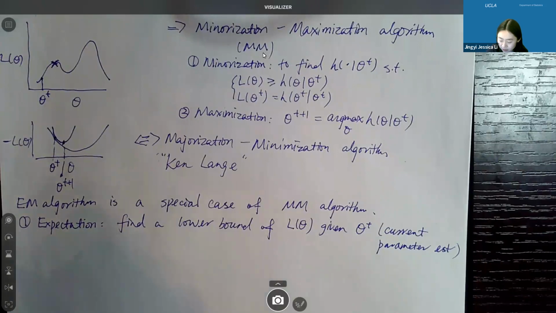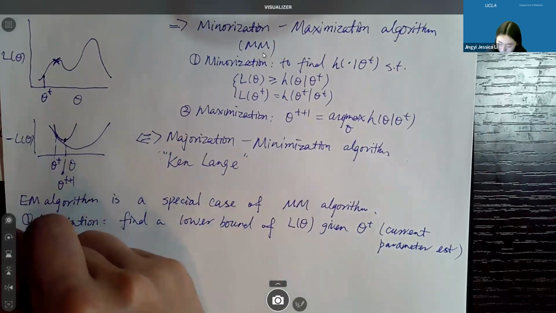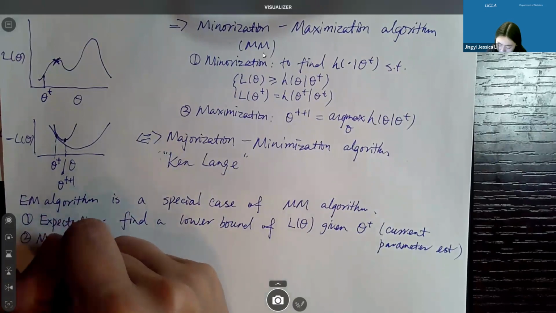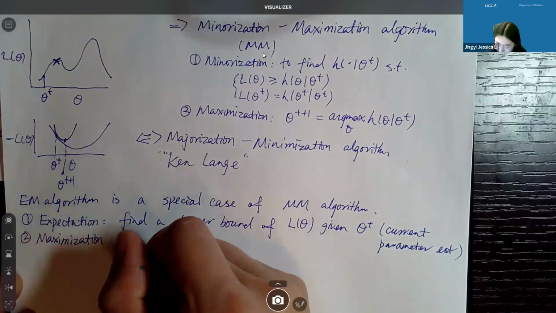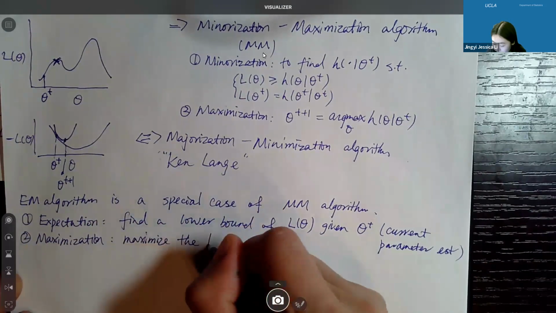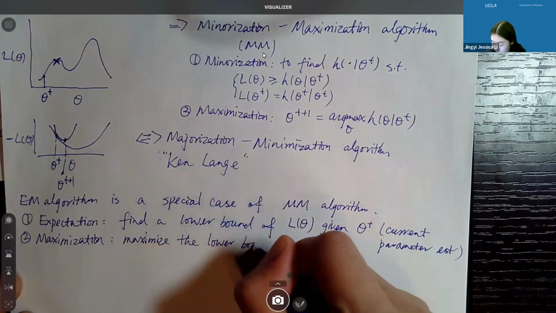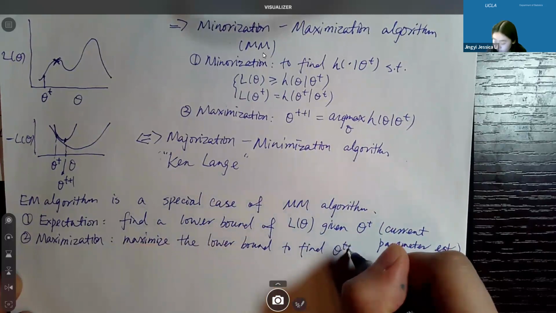And the second step is to find the maximizer. Maximization is to maximize the lower bound to find theta t plus 1.